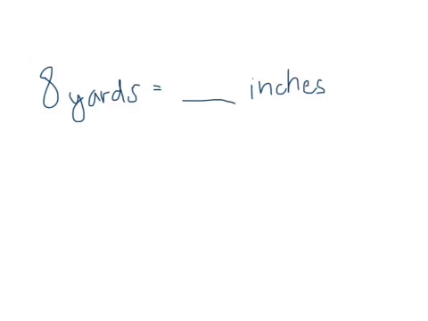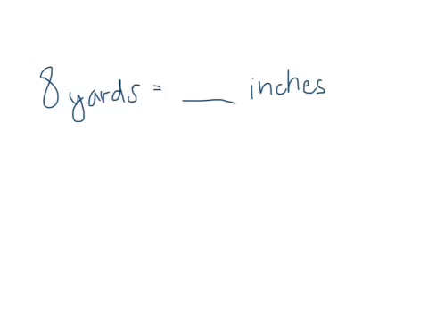Let's say I threw a ball and it goes 8 yards. How many inches did I throw the ball? So we have to convert yards to inches. This is confusing. How do we go from yards to inches? I know how to go from feet to inches, because I know there's 12 inches in 1 foot, but I really don't know how to go from yards to inches.